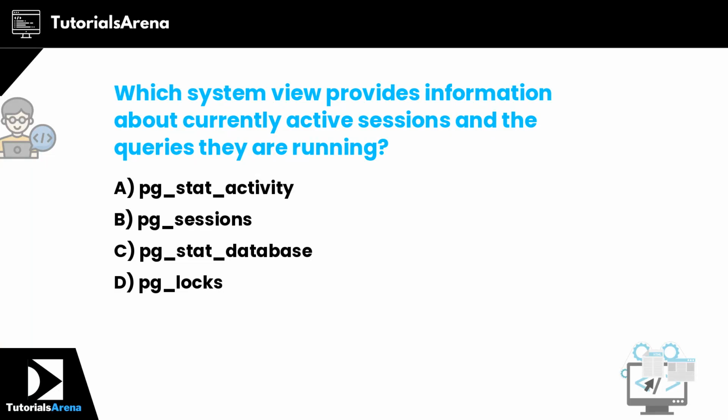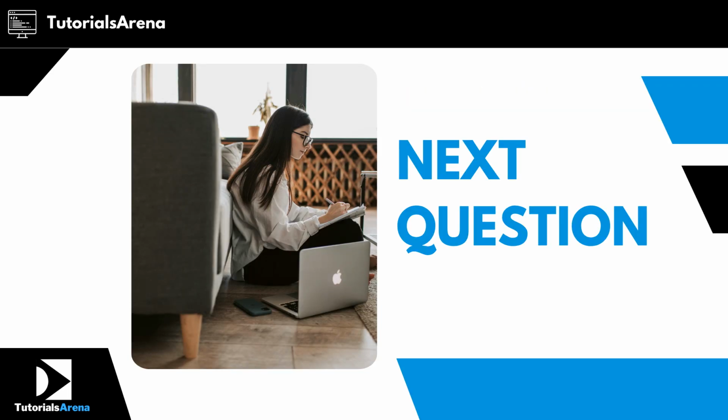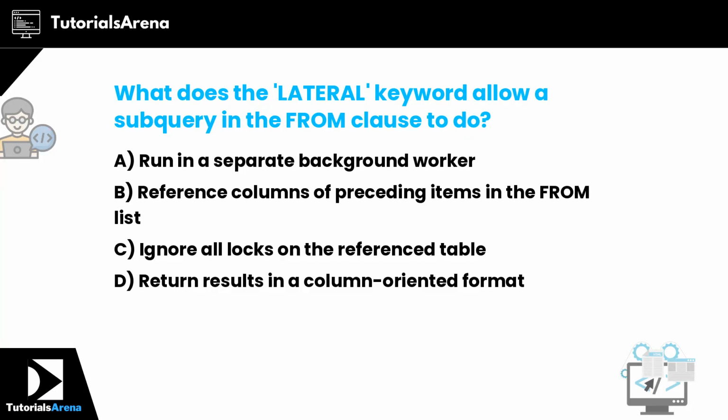Which system view provides information about currently active sessions and the queries they are running? The correct answer is option A, pg_stat_activity. What does the lateral keyword allow a subquery in the from clause to do? The correct answer is option B, reference columns of preceding items in the from list.